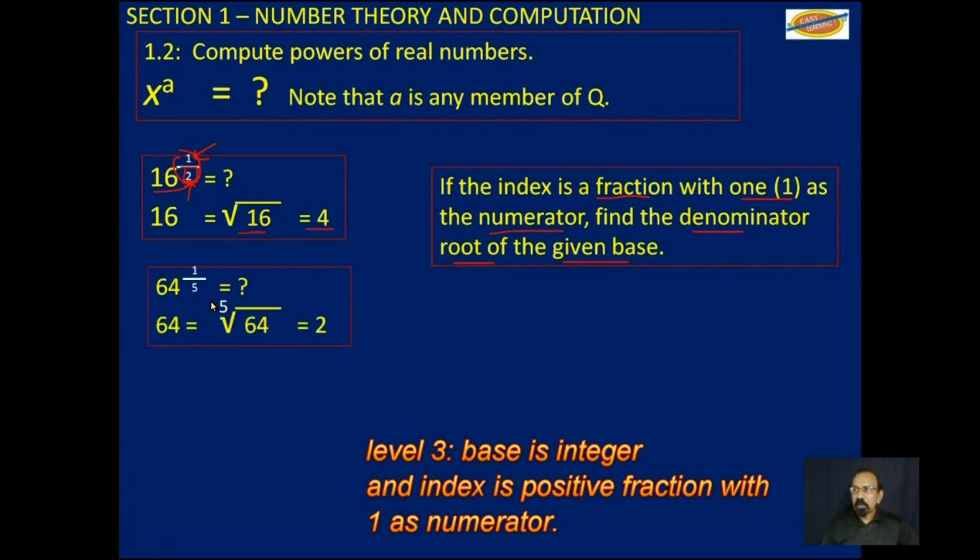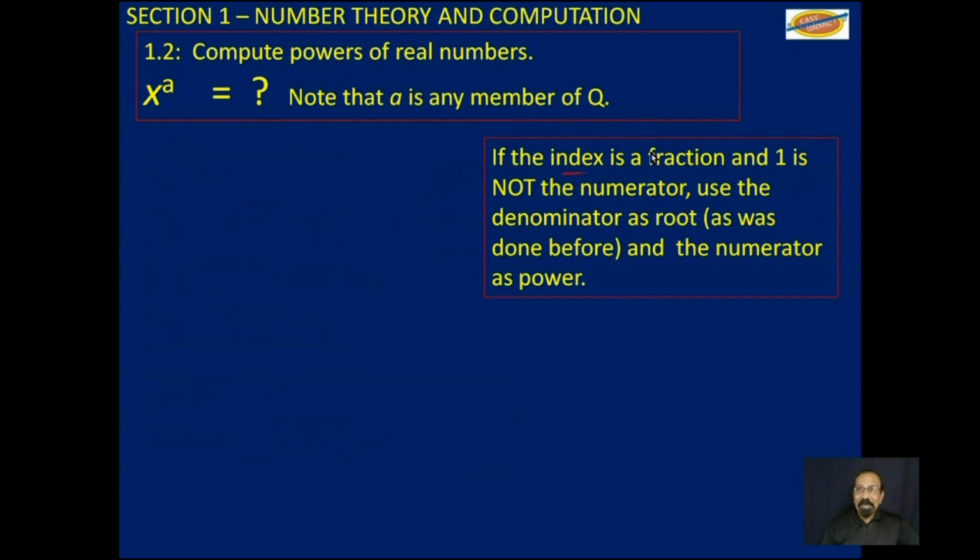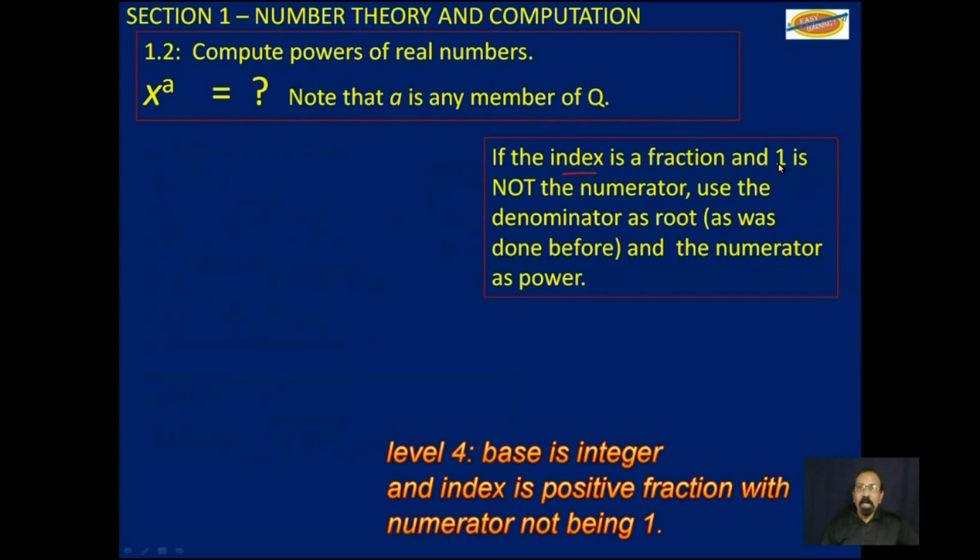Another example, 64 to the 1/5 power, we will find the 5th root of 64. The 5th root of 64, and we get 2. Then if you have this number to the 1/7 power, you will find the 7th root of this number, which is this. You put that in your calculator and you get 4. Now, if the index is a fraction and 1 is not the numerator of that fraction, it's a little more complicated.